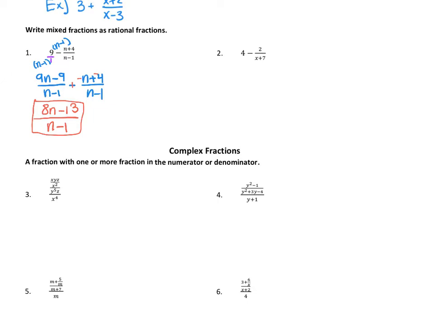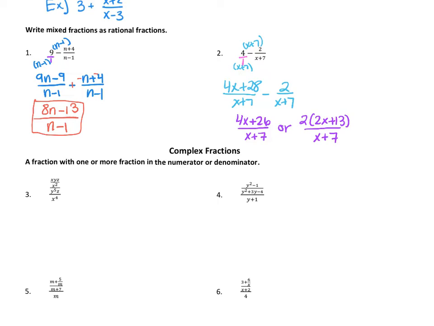Go ahead and try example 2. Let me know what you get and check it when you are done. Pause the video now. So for example 2, I got the common denominator of x plus 7, and then I combined like terms, and I got 4x plus 26 over x plus 7. Or I could have written it as 2 times 2x plus 13, because I factored out the GCF of 2. Now either way is fine. Typically I'll factor out a GCF in hopes of it simplifying with the denominator, but in this case it did not. So either answer is completely fine.